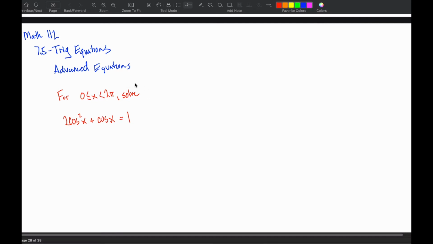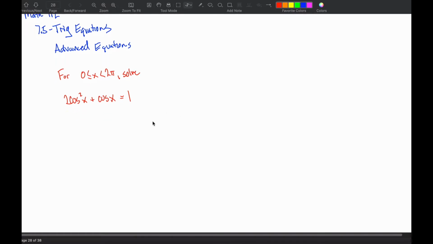But in this video, to get to that stage, you'll have to do a few more steps, things like factoring that you're probably okay with to begin with. But just in case you're not, I wanted to show you some examples. So this first one, for example, 2 cosine squared x plus cosine of x equals 1. If you're really good algebraically, you might have an idea how to solve that.